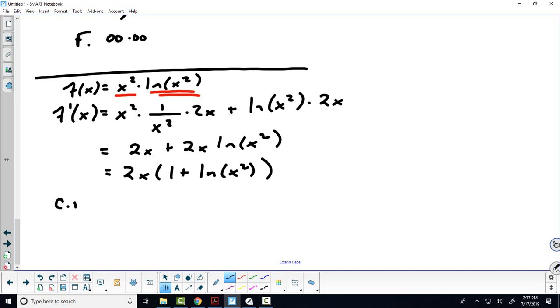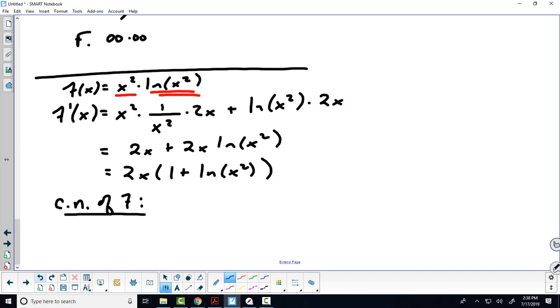I want to identify the critical numbers of f. Remember, the critical numbers of f are where the derivative of f is either undefined or 0 for interior points in the domain. Well, the first derivative of f is undefined when x is 0, but that x value is already excluded from the domain, so we're not going to pick that up as a critical number. Don't worry, we'll explore the behavior there anyway.